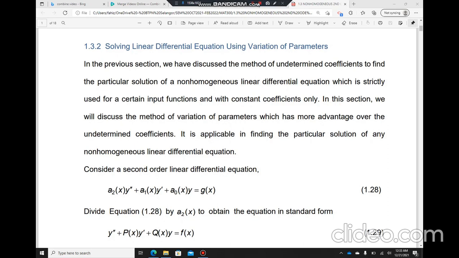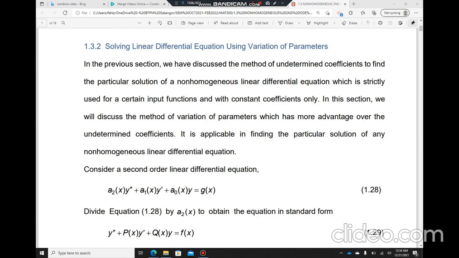Next topic is solving linear differential equation using variation of parameters. In the previous section, we have discussed the method of undetermined coefficients to find the particular solution of a non-homogeneous linear differential equation, which is strictly used for certain input functions and with constant coefficients only. In this section, we will discuss the method of variation of parameters, which has more advantage over the undetermined coefficients. It is applicable in finding the particular solution of any non-homogeneous linear differential equation.